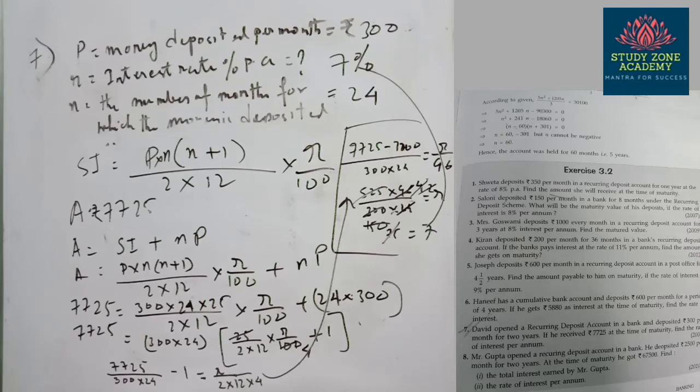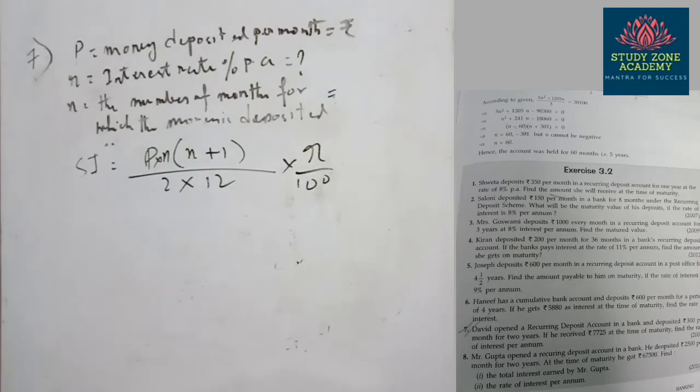Let us continue with sum number 8. Mr. Gupta opened a recurring deposit account in a bank. He deposited rupees 2500 per month for 2 years. At the time of maturity, he got rupees 67500. At the time of maturity means it's the amount. Amount is given. It's like the same sum we did in sum number 7. We need to calculate the rate of interest and get the total interest earned by Mr. Gupta.